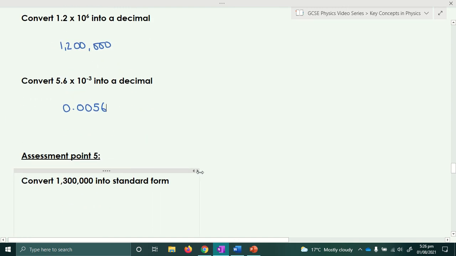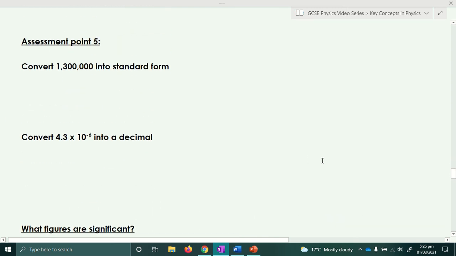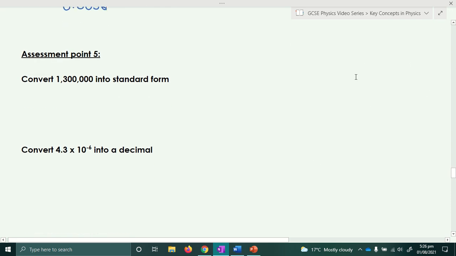Okay, so what I'm going to do now is give you a couple to have a look at here. Let's not creep into the next section. So there's one number to convert into standard form, one to convert into a decimal. Pause the video and have a go at those now. Alright, so I'm going to assume you've done that.